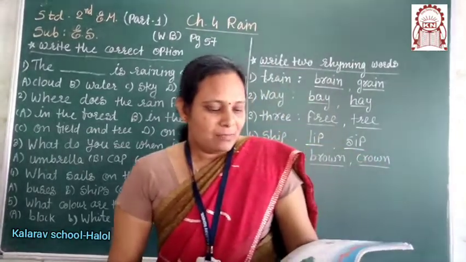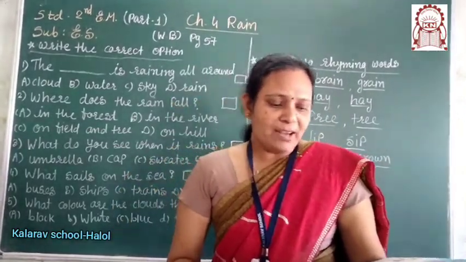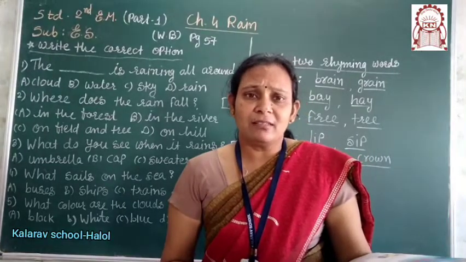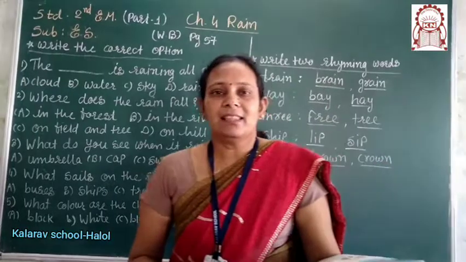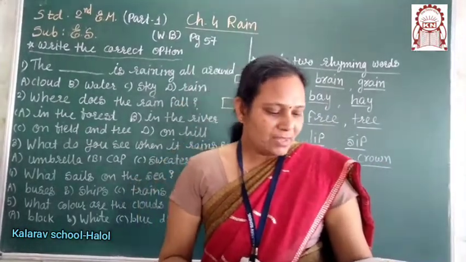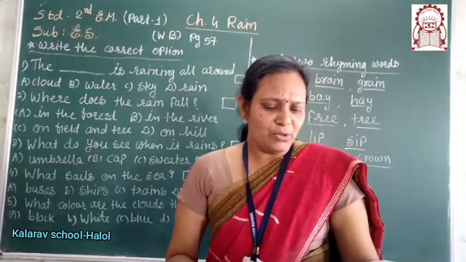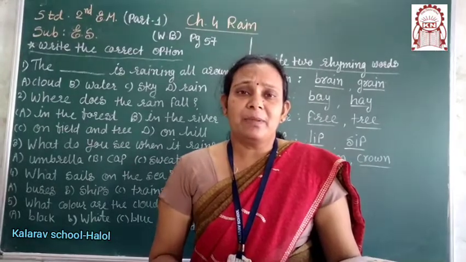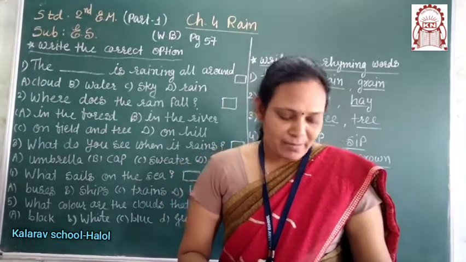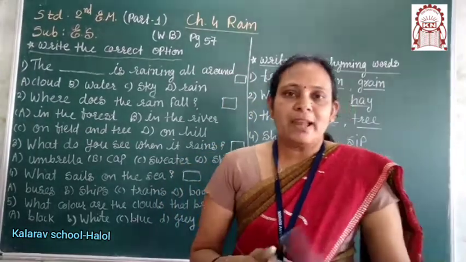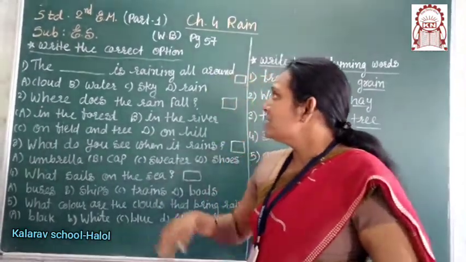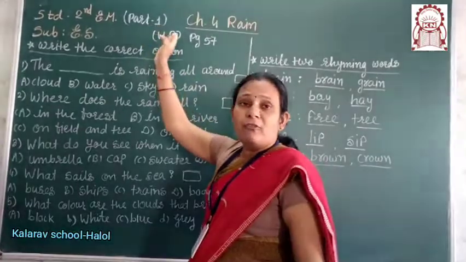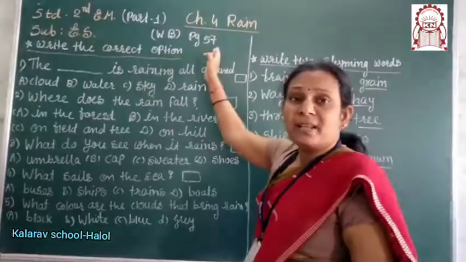Now, page number 55. Where does the rain fall? It is on the field and in the trees. And what do people use when it rains? Then people use the umbrella. Now, do you like the rain, children? Yes. Now, today we will see our workbook, page number 57.